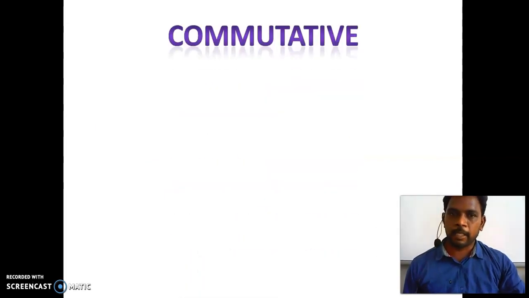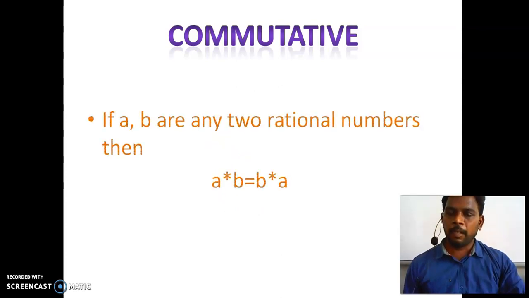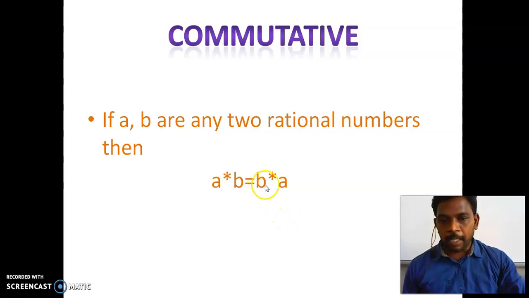Commutative. So that is the next property. So what is commutative? Commutative is nothing but interchanging the numbers. That means, look at the definition. If A and B are any two rational numbers, then A star B equals B star A. As I already told, A and B are any two rational numbers. So if we operate the rational numbers as A star B and look at the result, and operate B star A, that means exchanging their places, and now look at the results. If they are the same, it means that rational numbers satisfy the commutative property. So that is the result.